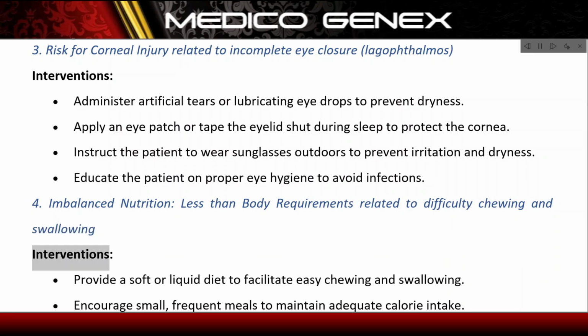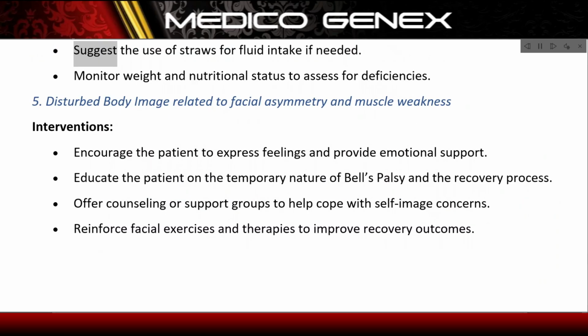Interventions. Provide a soft or liquid diet to facilitate easy chewing and swallowing. Encourage small, frequent meals to maintain adequate calorie intake. Suggest the use of straws for fluid intake if needed. Monitor weight and nutritional status to assess for deficiencies. 5. Disturbed body image related to facial asymmetry and muscle weakness.